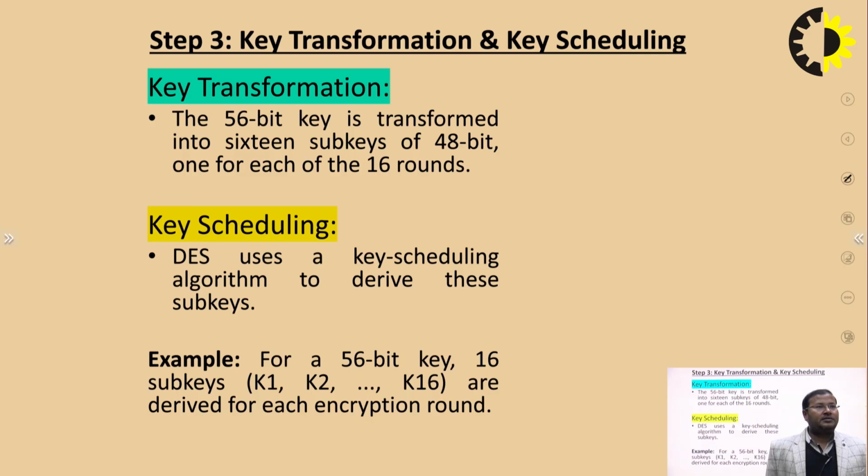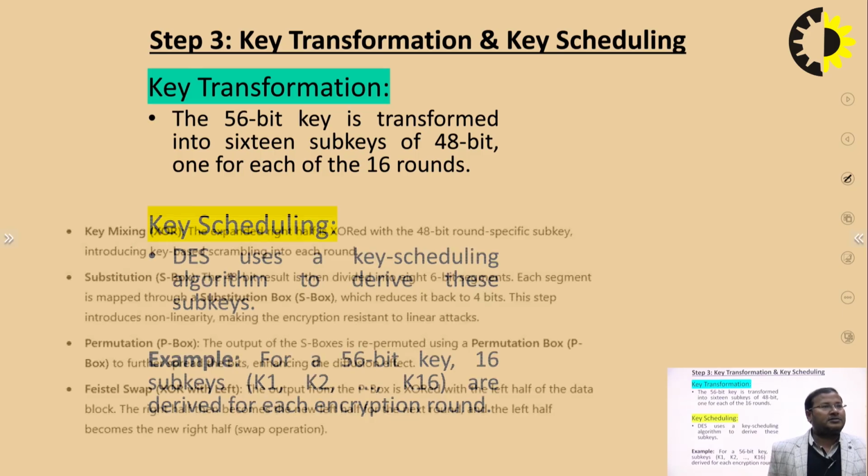Step 3, key transformation. The 56-bit key is transformed into 16 sub-keys of 48 bits, one for each of the 16 rounds. Key scheduling: DES uses a key scheduling algorithm to derive these sub-keys. For example, for a 56-bit key, 16 sub-keys, that is K1, K2 up to K16, are derived for each encryption round. So, step 3, key transformation and key scheduling, are performed like this.